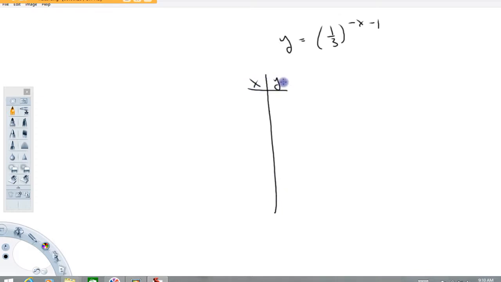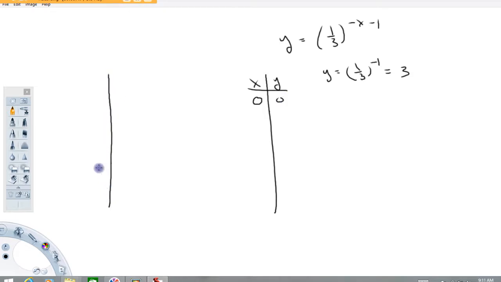Just like we do in class, I'm going to go through here and find some points. I'm going to pick some easy values for x. We'll start maybe with x equals 0. Then y is going to be 1/3 to the 0 minus 1, which is 3. So this graph goes through the point 0, 3.